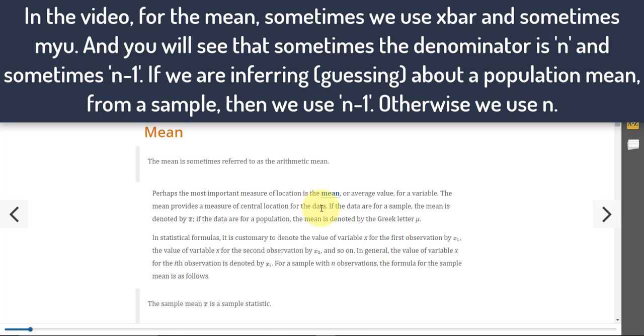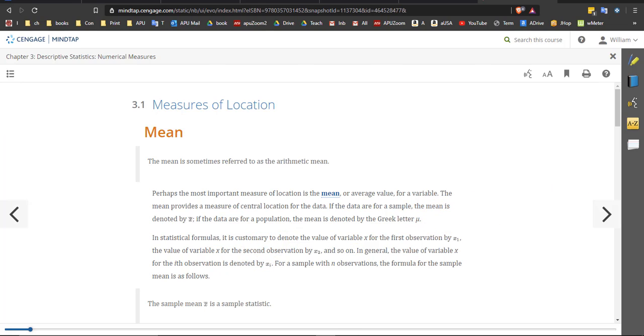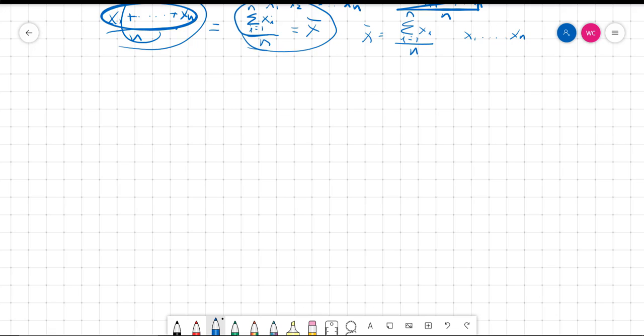If the data are for a sample, now we've talked about the difference between a sample and a population, I think we have, the mean is denoted by x bar. If the data are for a population, the mean is denoted by the Greek letter mu. Now, I'm going to pause here because I'm not sure if we talked about the sample and the population. So let me at least remind you or introduce you to this concept.